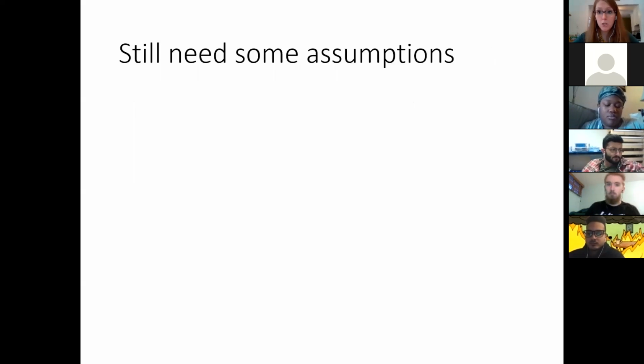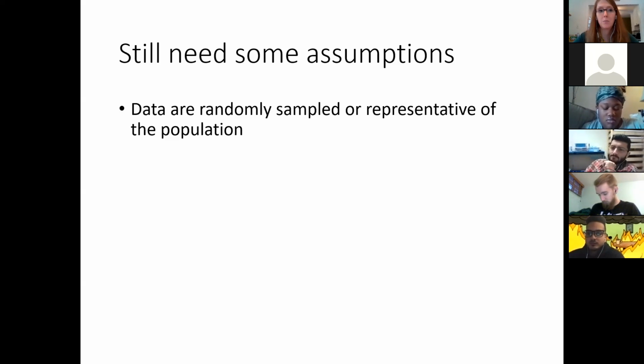So there's still assumptions, right? You still have to worry about certain things in doing these tests. The first one, on every single test that we do, is that the data are randomly sampled or representative of the population. If you violate that assumption from the beginning, you're screwed. You can't do these tests because you just collected your data poorly.